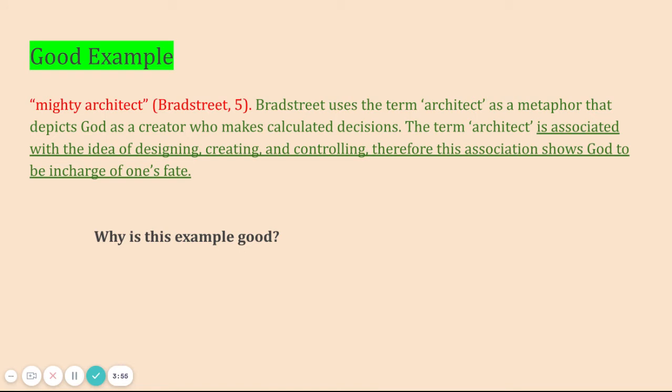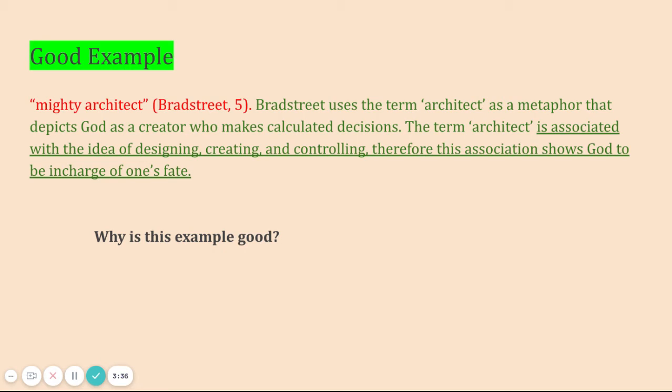This is a good example. Mighty Architect. Bradstreet uses the term architect as a metaphor that depicts God as a creator who makes calculated decisions. The term architect is associated with the idea of designing, creating, and controlling. Therefore, this association shows God to be in charge of one's fate.